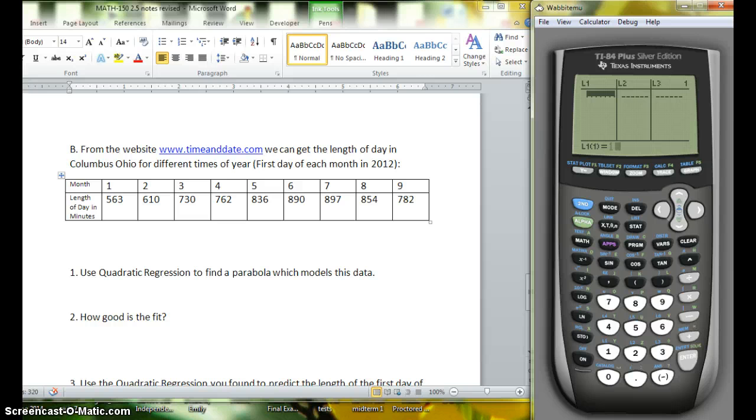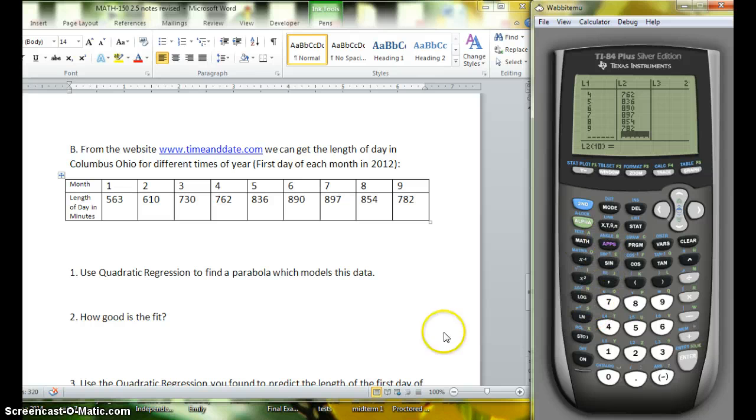So we're going to put 1, 2, 3, 4, 5, 6, 7, 8, 9. And then we'll put our values in here: 563, 610, 730, 62, 36, 890, 897, 854, and 782.